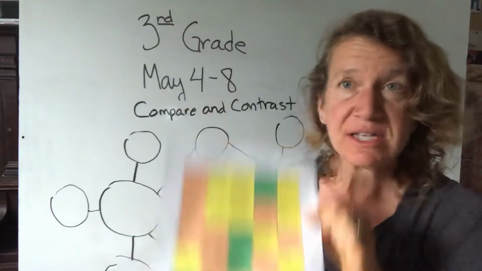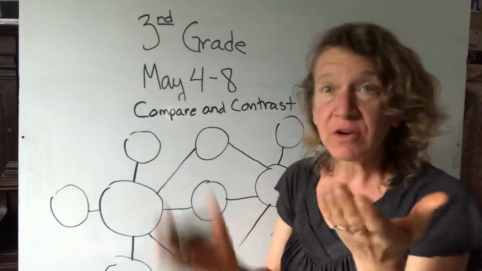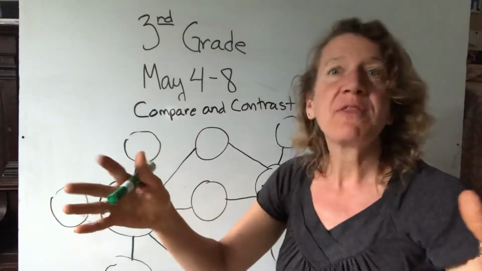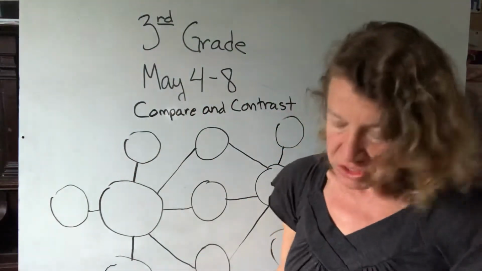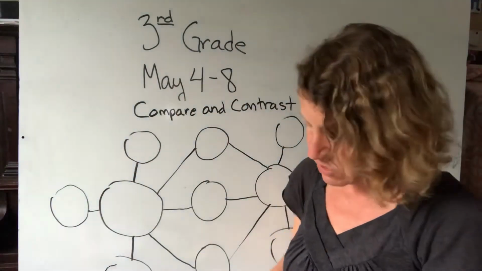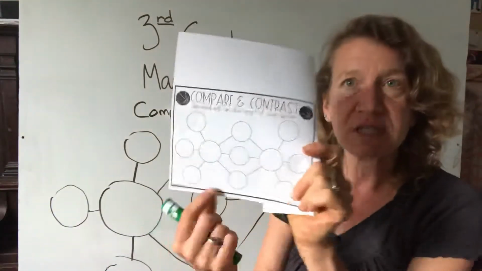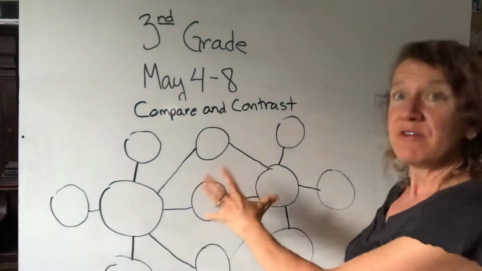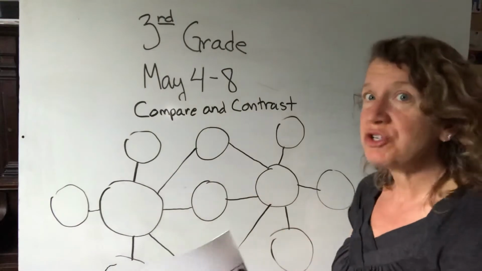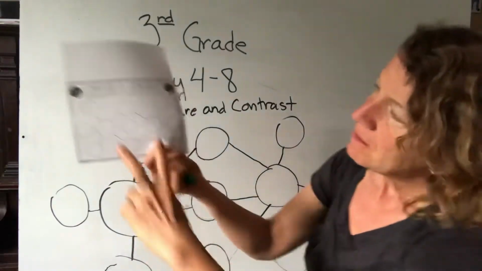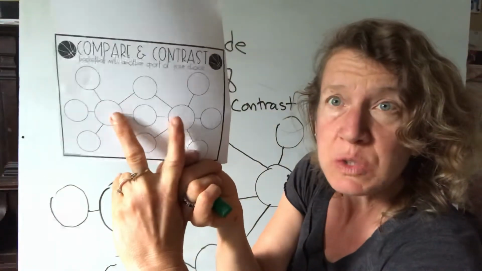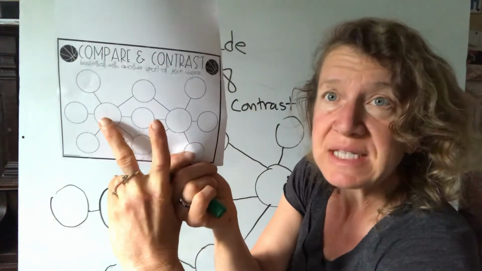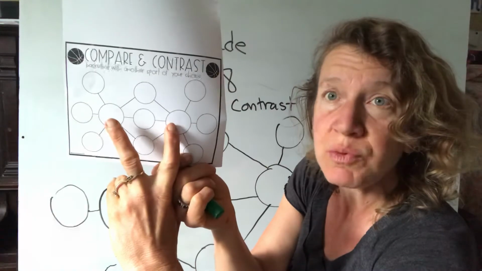Compare and contrast. Okay, when we compare and contrast, that's when we talk about things that they have in common, things that are the same, and things that are different. So this is what your compare and contrast page looks like. All right, very similar to this. I want you to notice that these two circles are a little bit bigger. This is where you write your two sports. You're going to write basketball in one, and you're going to choose another sport in another.